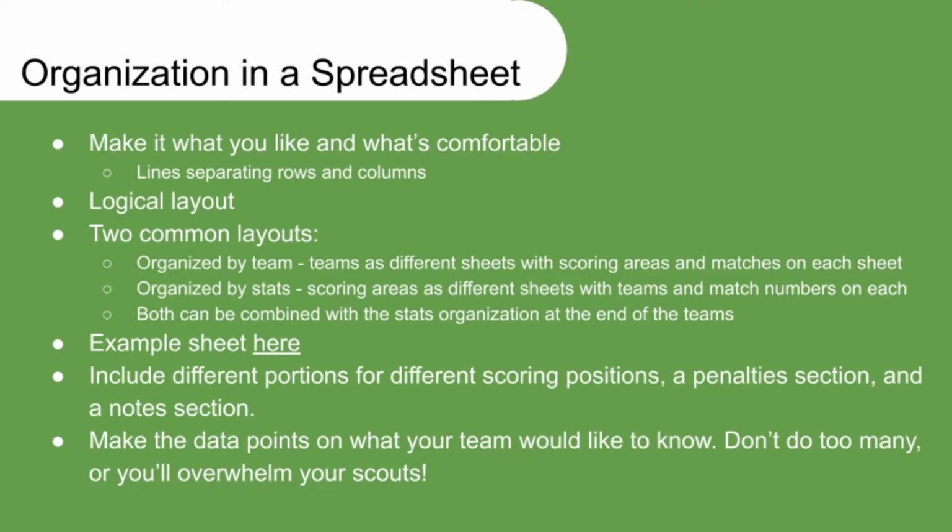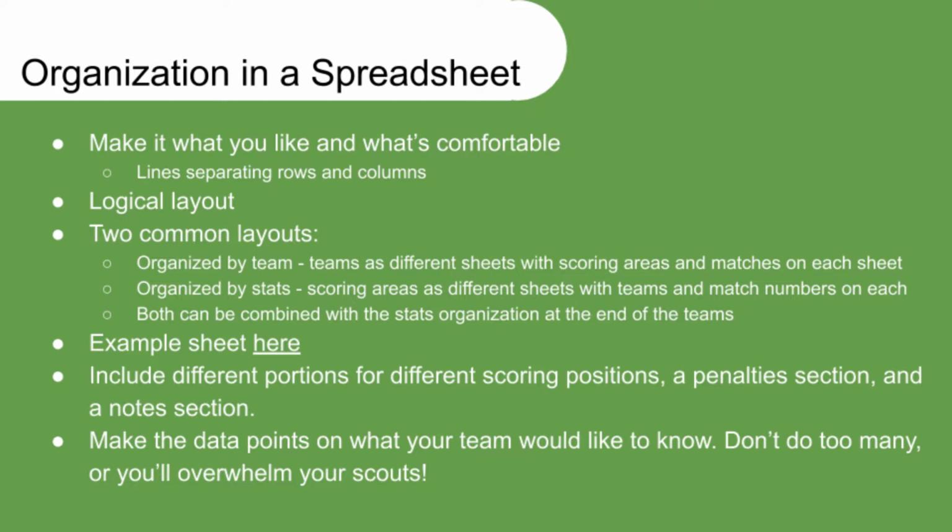Two common layouts. One is organized by team. So what that means is there's different subsheets basically. Like at the bottom of your screen, you'll see different sheets altogether. And those are different teams with the scoring areas and matches on each sheet for each team.